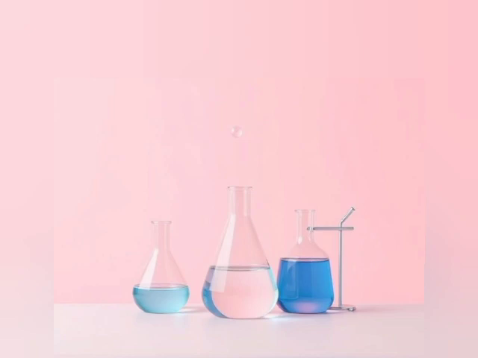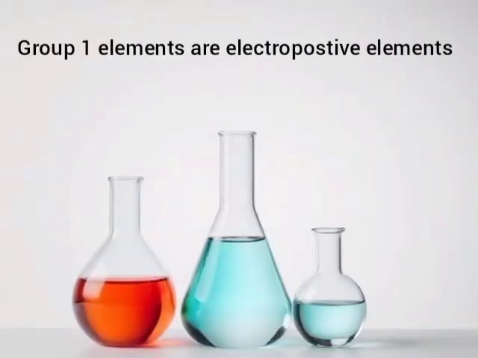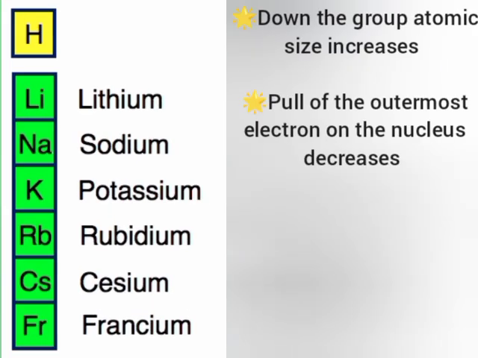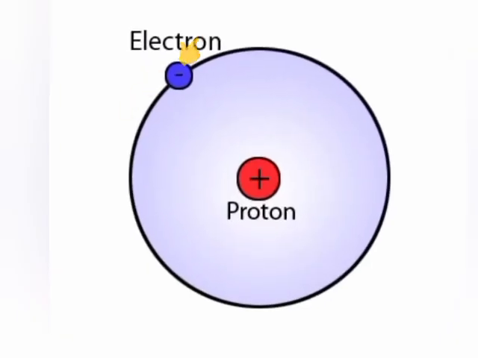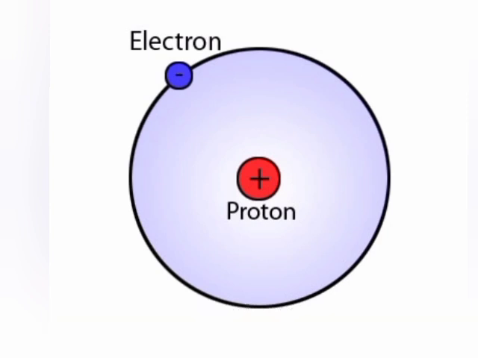Up next, trends in electropositivity. Group 1 elements are electropositive elements because they have the tendency to donate electrons and form positively charged cations. This trend occurs because as you move down the group, the atomic size increases and the pull of the outermost electrons on the nucleus decreases. This makes it easier for the outermost electron to be lost, thereby leading to a greater electropositive character.